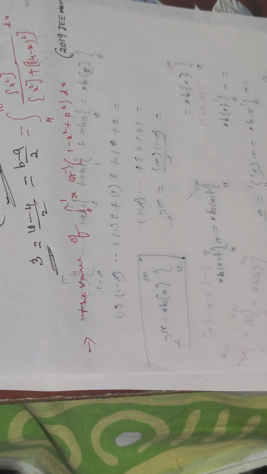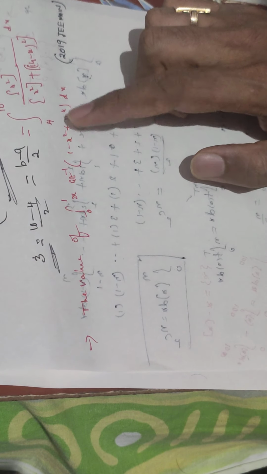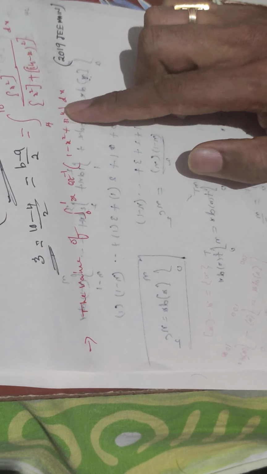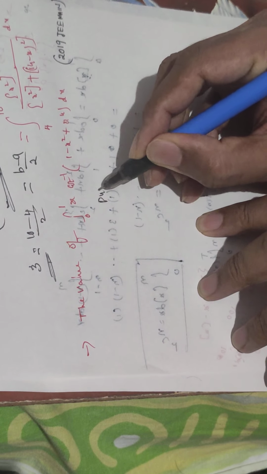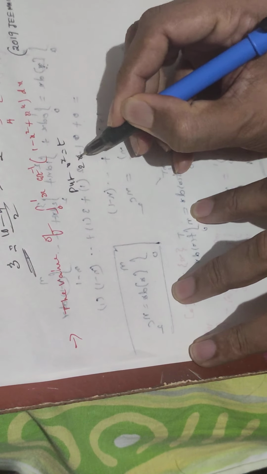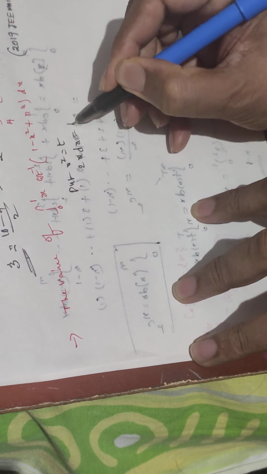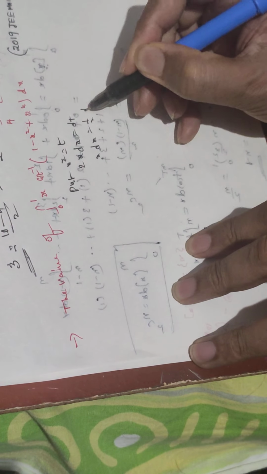So I will get how to eliminate the x here. By observation, in 1 minus x square plus x power 4, even power terms are there, so we can take x square as the substitution. Put x square equals t. Then 2x dx is equal to dt, so x dx is equal to half dt.